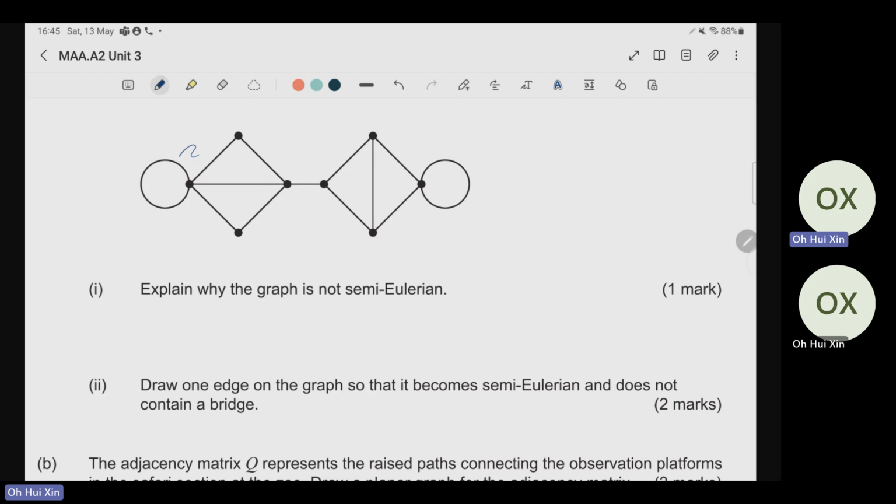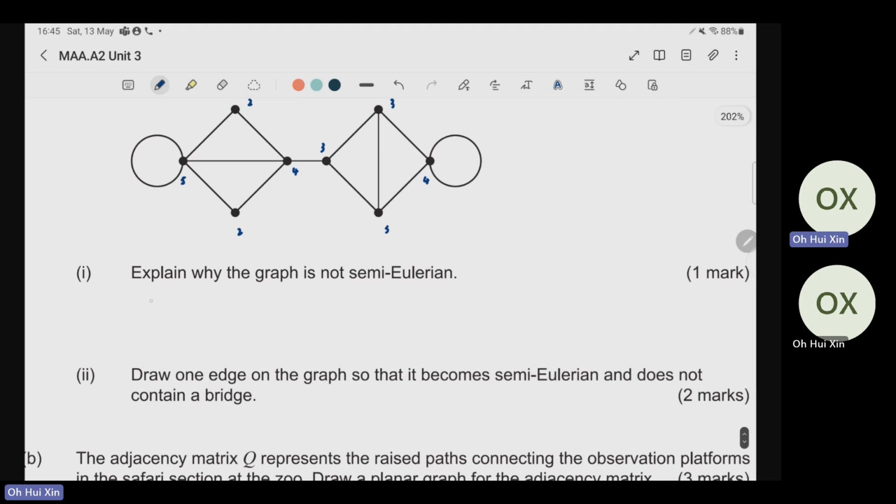So 1, 2, 3, 4, 5. This one is 5. Then 2, 4, 2, 3, 3, 3, 4. In this case, you will realize that you have more than 2 odd vertices; there are 3 vertices that have odd degree.